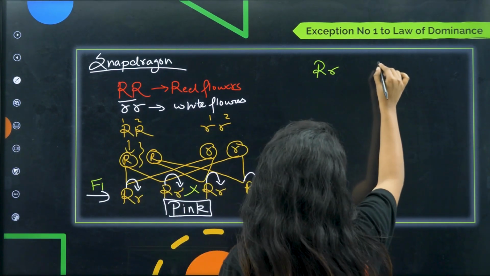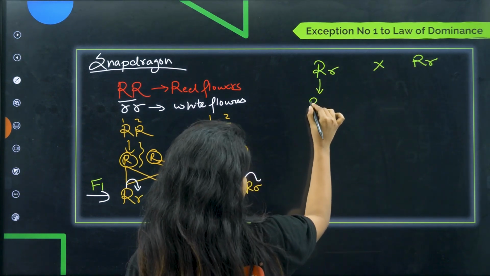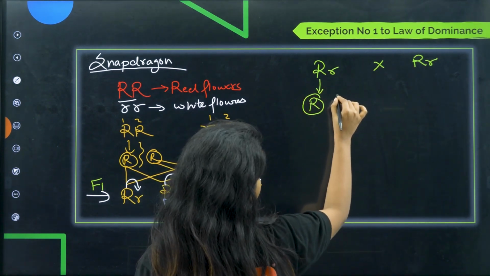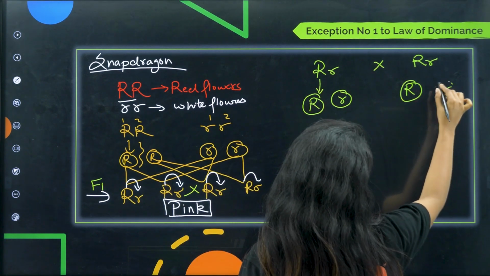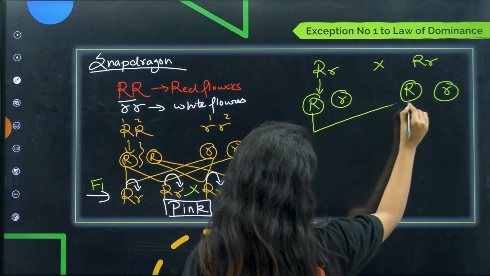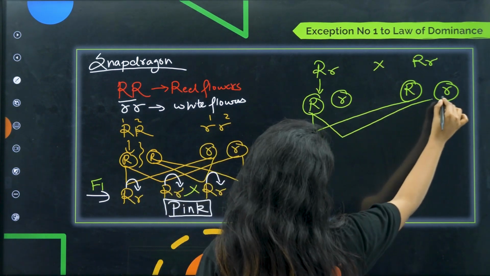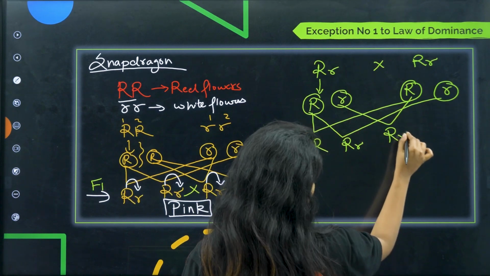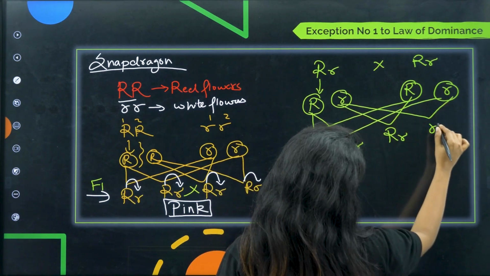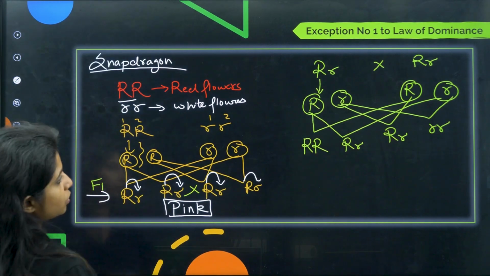Now, okay, so over here the gametes are capital R, or it can contain small r. Similarly over here it can contain capital R or small r. Now let's fuse. This and this fuses to form capital RR. This and this fuses to form capital R small r. This and this fuses to form capital R small r. This and this fuses to form small rr. Okay. Now let's see what was the conclusion.